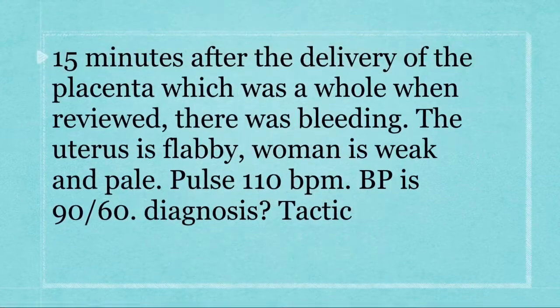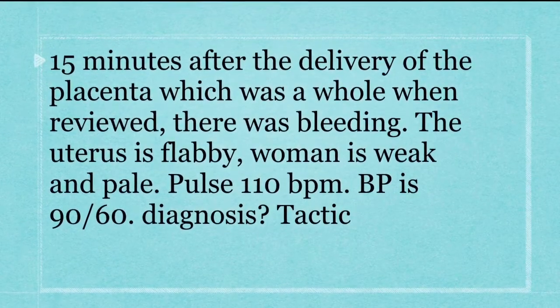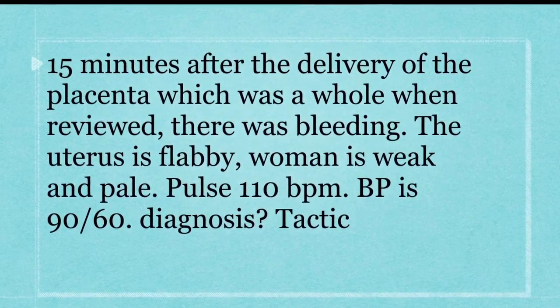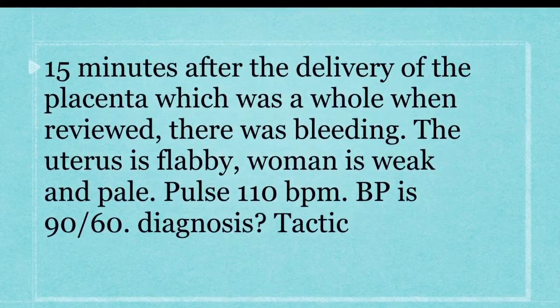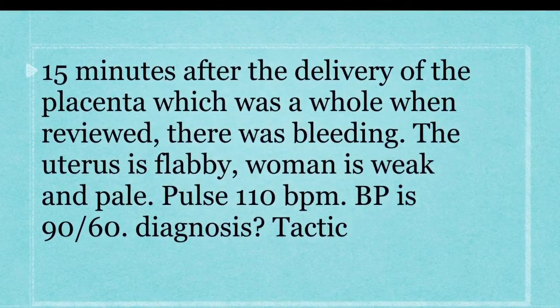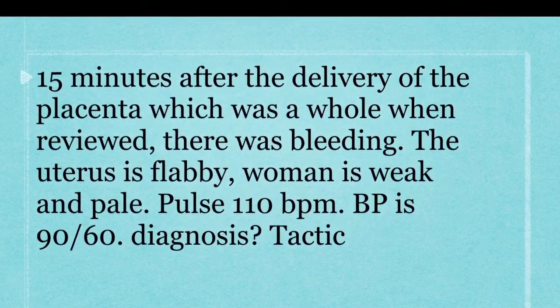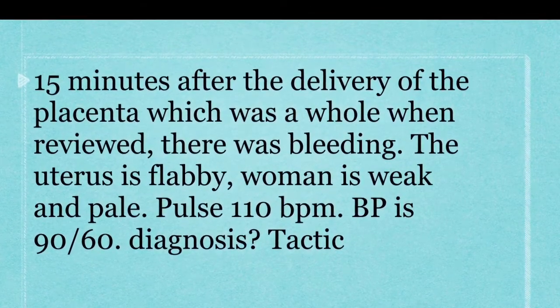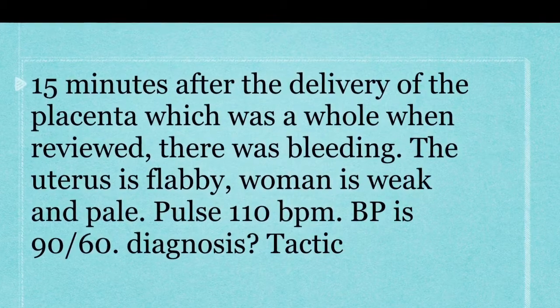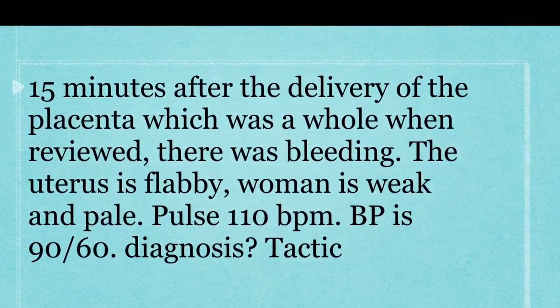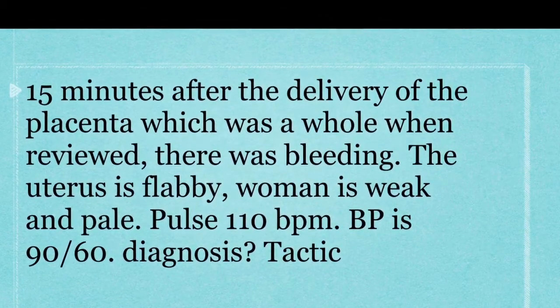Right, so here's another interesting one. 15 minutes after the delivery of the placenta, which was whole when examined, there was bleeding on the mother. The uterus is flabby. The mother is weak and pale. Pulse is 100 beats per minute. Blood pressure is 90/60 millimeters mercury. What's your diagnosis and tactic?